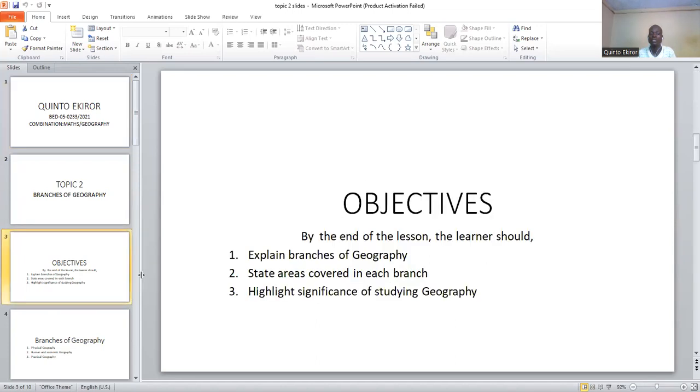And these are the objectives. By the end of the lesson, the learner should, number one, explain branches of geography. Number two, state areas covered in each branch. Number three, highlight significance of studying geography. Let's now start with our first objective.